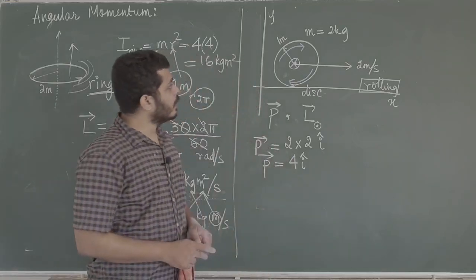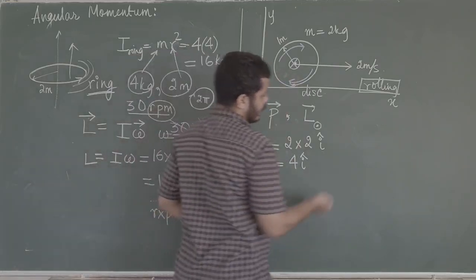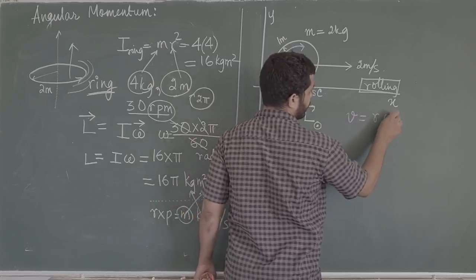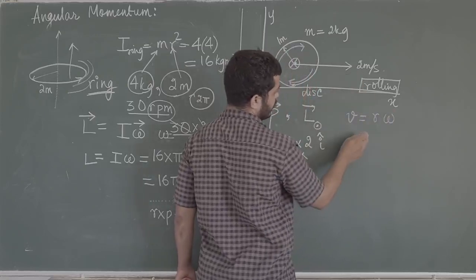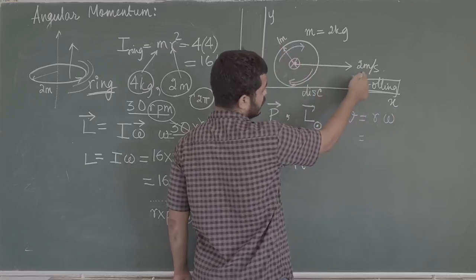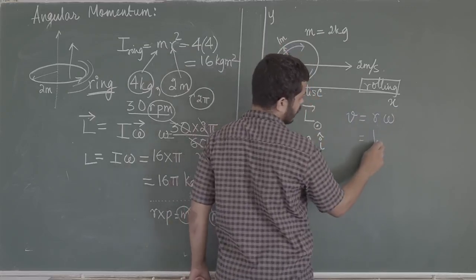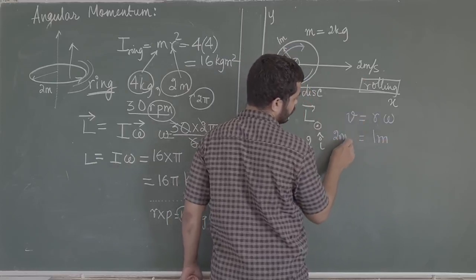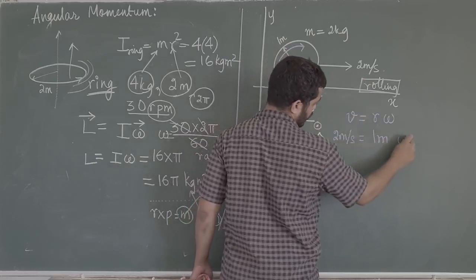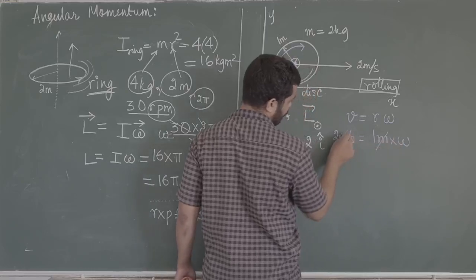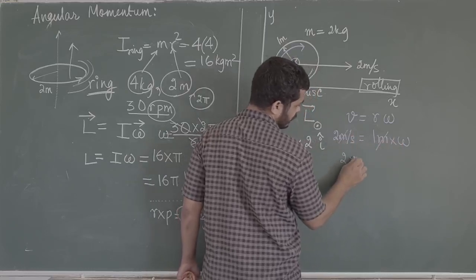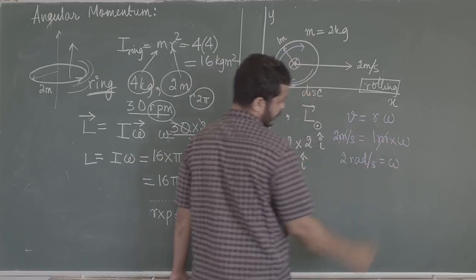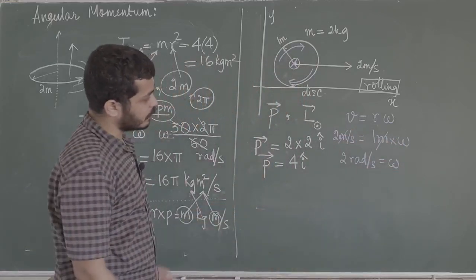Okay? So how fast is my wheel rotating? I can write V is equal to R into omega. So what is R? R is 1 meter. This is V. R is equal to 1 meter. What is V? V is 2 meters per second. So from here you can see, once we cancel meter, we automatically write radians. So 2 radians per second is your value of omega. Done. So omega is 2 radians per second.